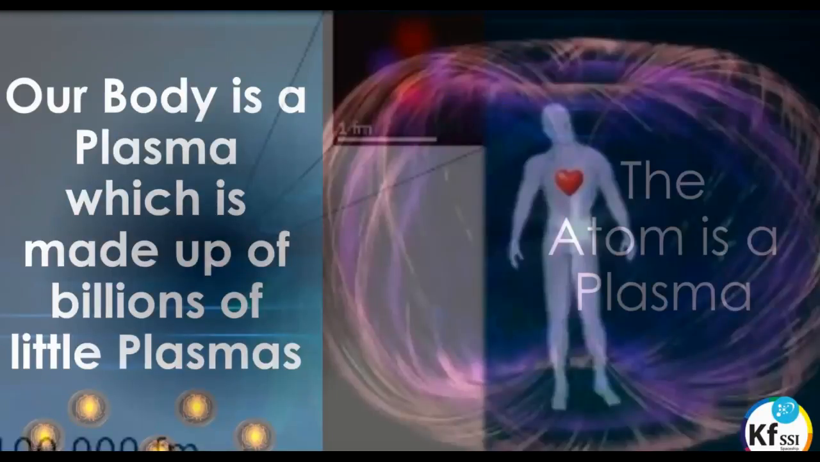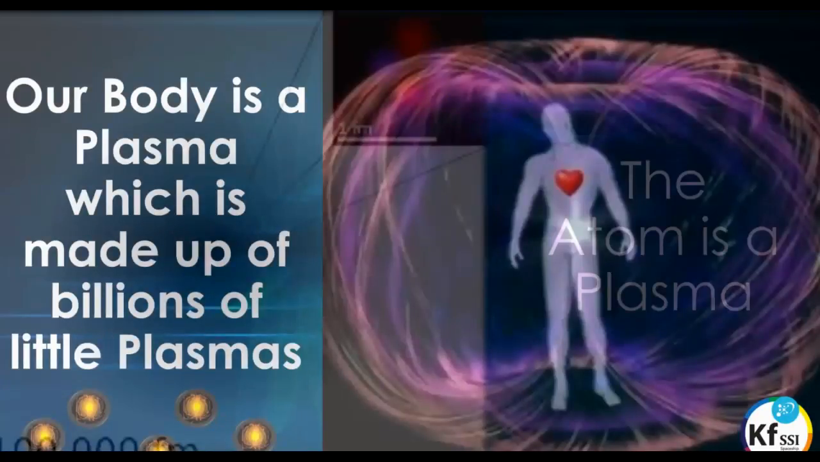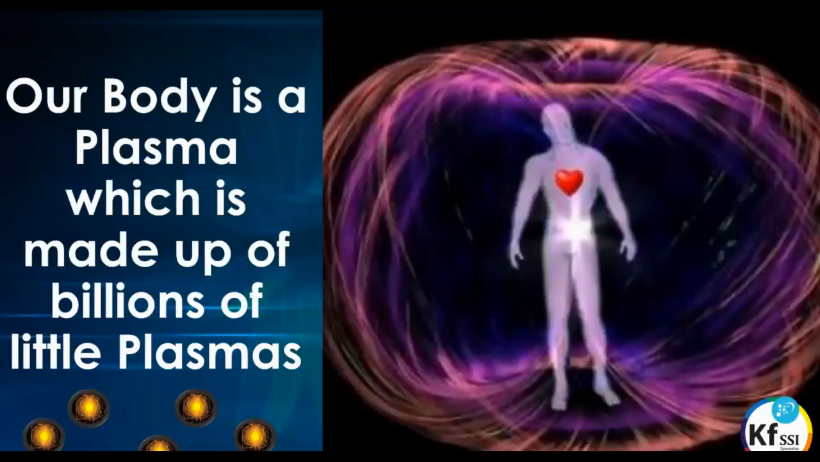And we learned last week that our body is also a plasma, which is made up of billions of little plasmas. So all our little cells, which make up our organs, are all an interaction of fields creating different parts of the body, different parts of the organ, and in total creating a plasma of us.